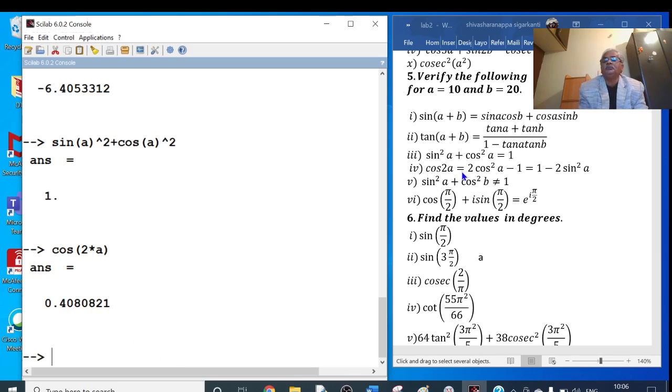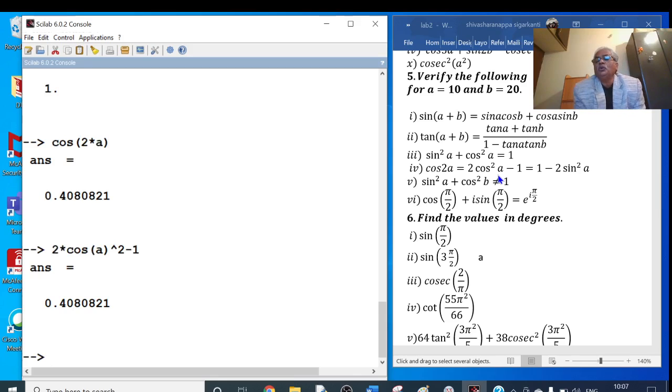Now type this: 2 cos square A minus 1. 2 star cos square A, that is cos A square, 2 cos square A minus 1. If these two answers are the same, then we can say that these two are equal. That is, I have to get the answer as 0.4080821. Yes, I am getting 0.4080821. Therefore, these two are the same.